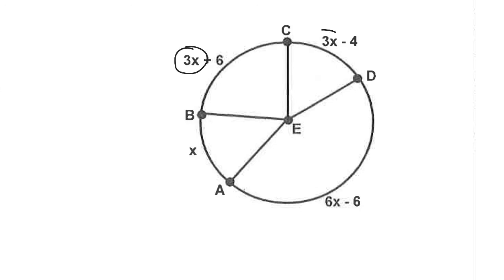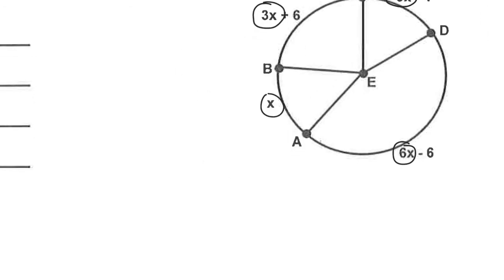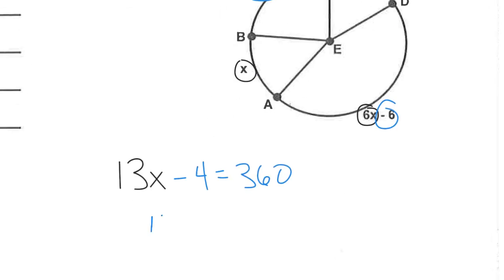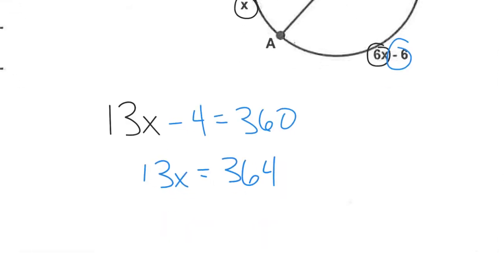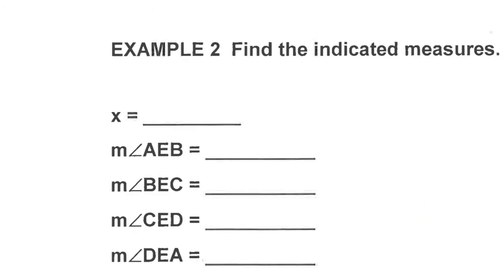I've got 3x plus 3x plus 6x. Oh, plus x, almost missed one, that's going to give me 13x. Then let's see, I've got plus 6 minus 4 minus 6. So it looks like I have 13x minus 4. And that's going to equal 360. And then we can solve that pretty easy. 13x equals 364 when I add 4 to both sides. And when I divide both sides by 13, I got x equals 28. So pretty easy. I'm going to go ahead and put that here.